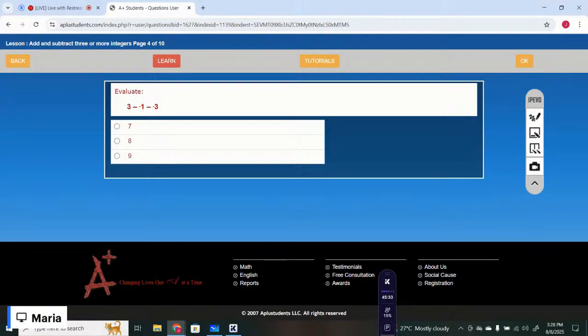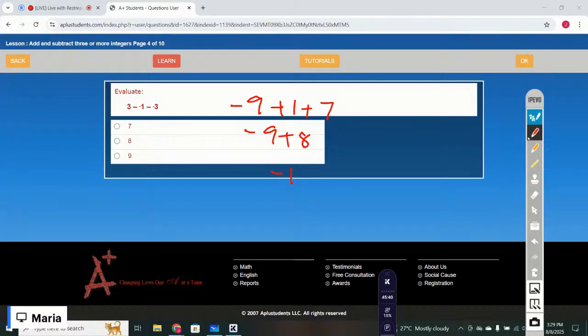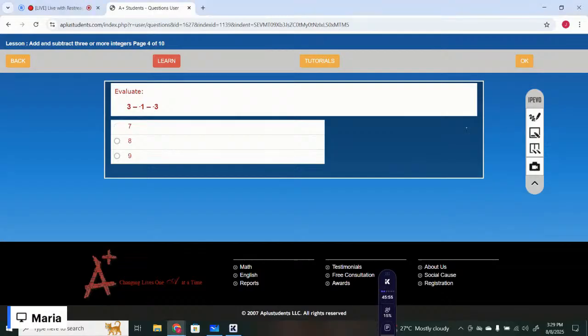3 minus -1 minus -3. That is 3 plus 1 plus 3. 7 it is. Option number 1 is the correct option.